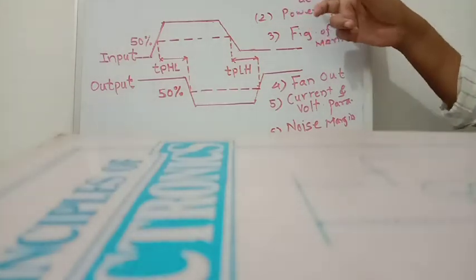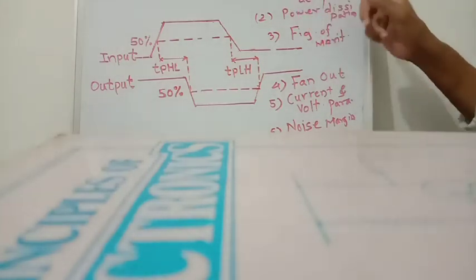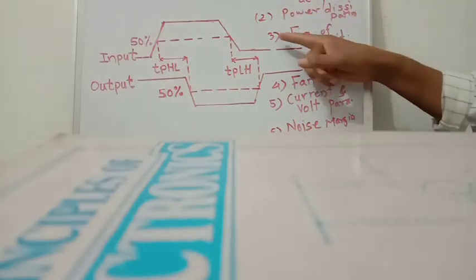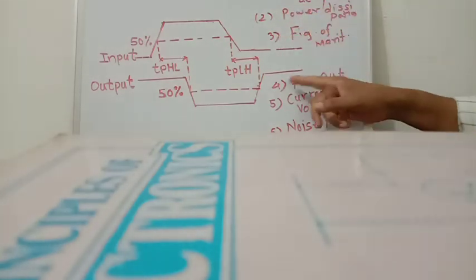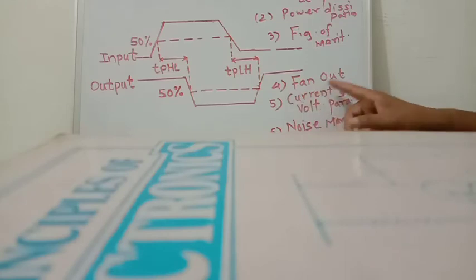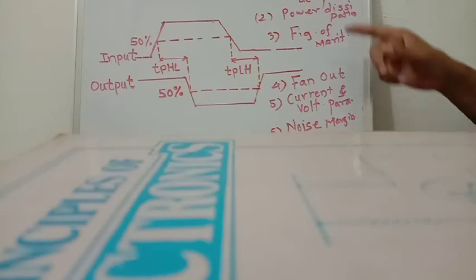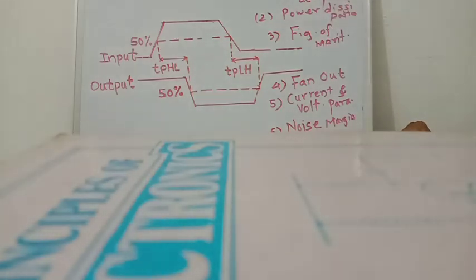First is the propagation delay time or speed of operation of digital IC. Second, power dissipation. Third, figure of merit. Fourth, fan out. Fifth, current and voltage parameters. And sixth, noise margin. And 7, operating temperature range. So first we will study the propagation delay time.